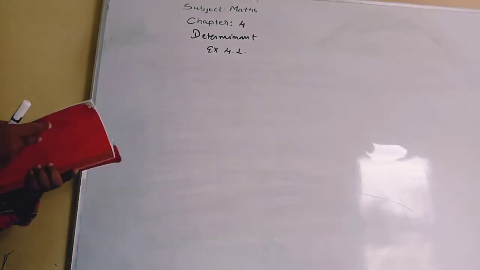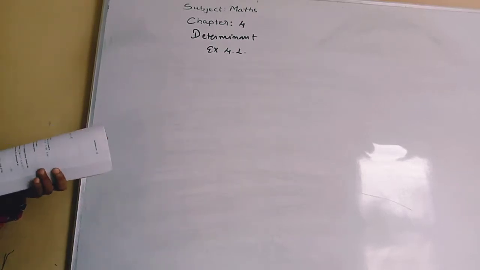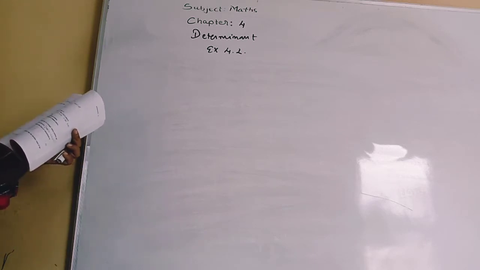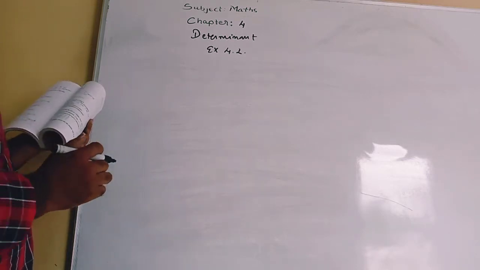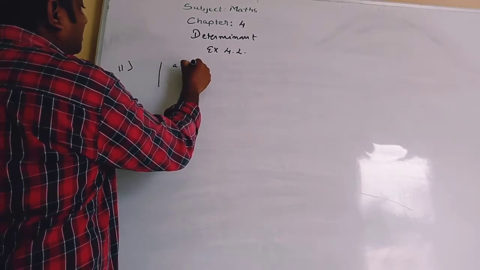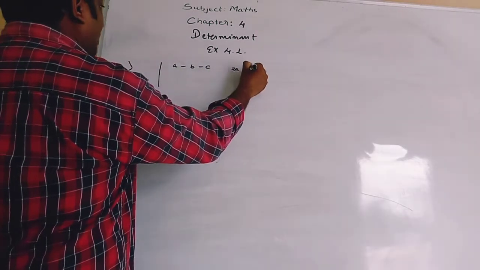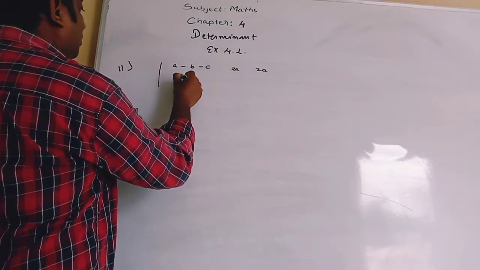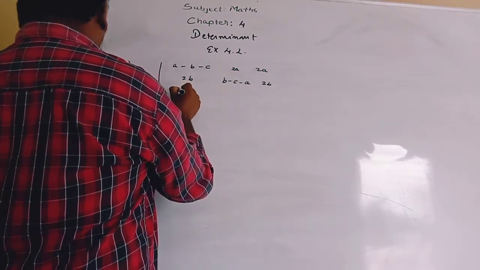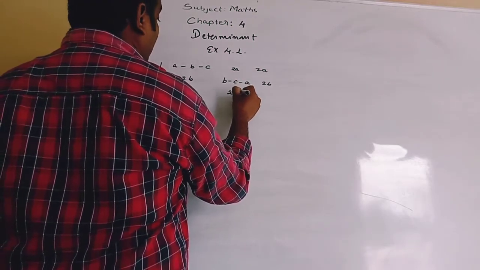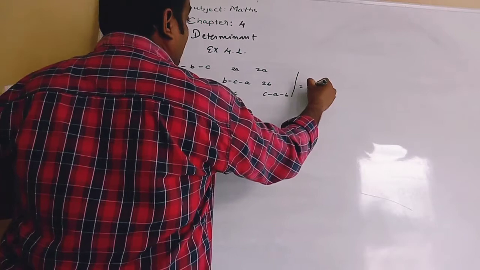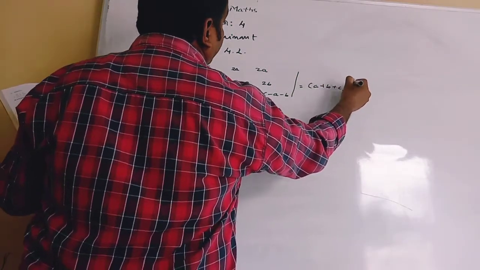Hello friends, today in Math chapter 4 determinant, we will see solution of question 11 to 16 of exercise 4.2. So question 11 is there, prove that the determinant with rows (a minus b minus c, 2a, 2a), (2b, b minus c minus a, 2b), and (2c, 2c, c minus a minus b) equals a plus b plus c whole cube.